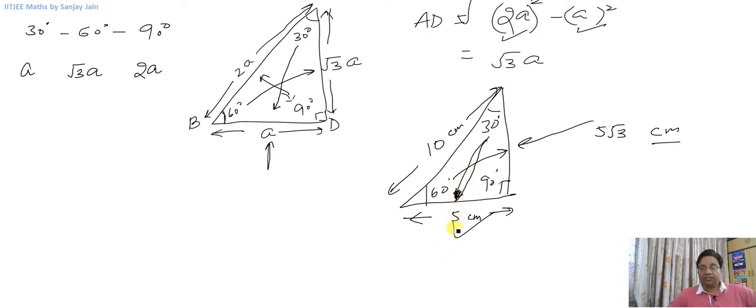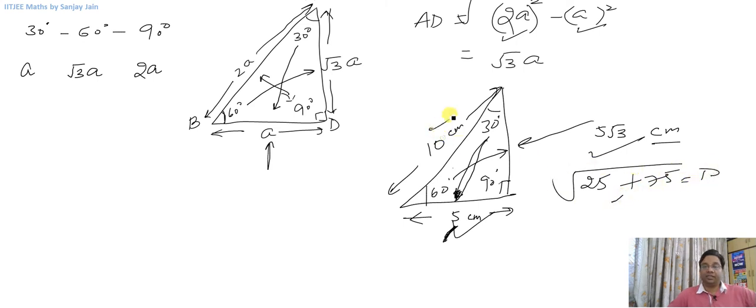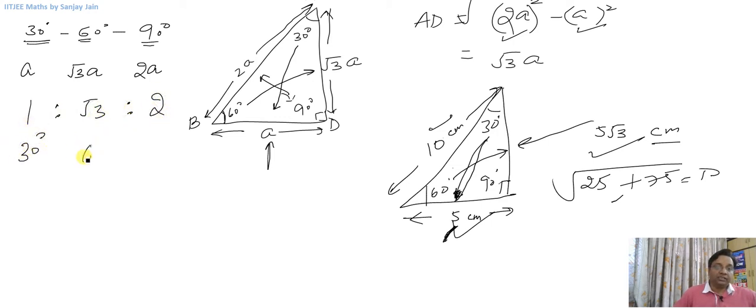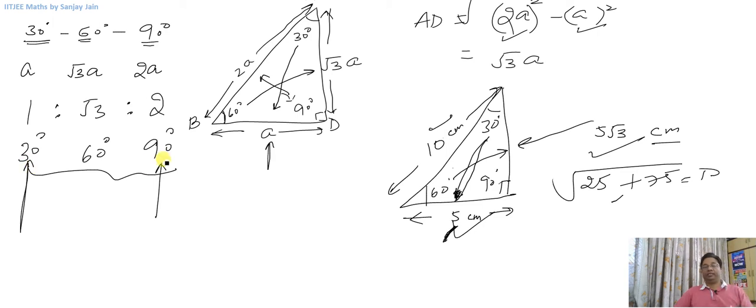Now you can verify also, because if you square it you'll get 25, if you square it you'll get 75, and then you take the square root and you will get 10, which is this length. So in a 30, 60, 90 triangle, the ratio of sides is going to be 1 is to root 3 is to 2, right? Where 1 is opposite 30 degrees, root 3 opposite 60 degrees, and 2 is opposite 90 degrees. So the side opposite to 90 degrees will be double of the side opposite to 30 degrees, and the side opposite to 60 degrees will be root 3 times the side opposite to 30 degrees. Just by looking at this ratio you can solve some of the questions.